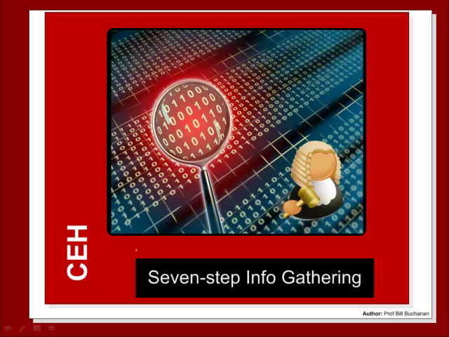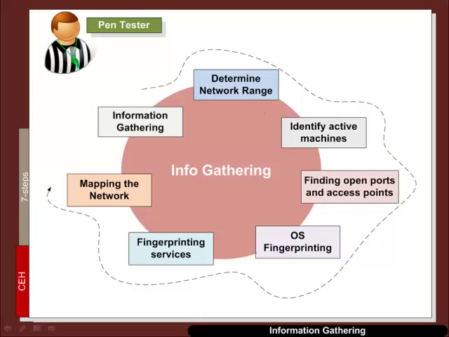Okay, so what are the 7-step information gathering phases? For a pen tester, we probably go through each of these stages, going from passive information gathering to more active ones. The first stage is just basic passive information gathering, on to determining the range of the network, where our devices actually are, then on to identifying the machines which are active inside those networks.